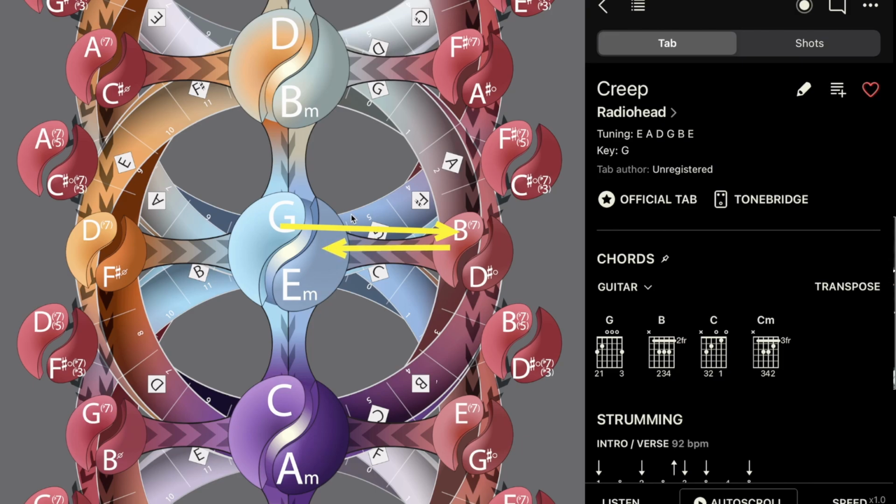G, B7, E. Perfect. But that's not what they do. They do a deceptive resolution down here to the C, which is a really nice sound. Now that last chord, C minor, where is that coming from?